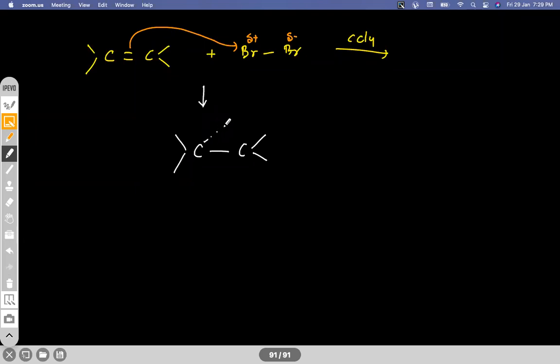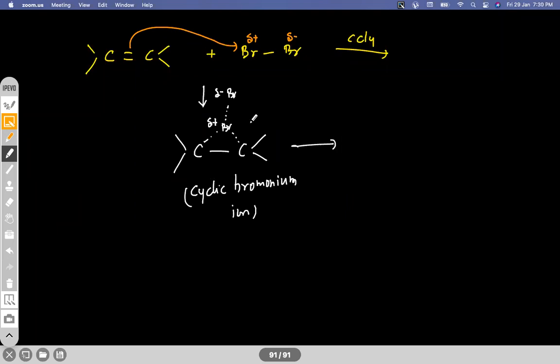Like this, Br, Br. We have delta positive here, and then this attached with this bromine, we have delta negative here. Like this it happens. This is a transition state. In between it forms what we call cyclic. Since bromine is there, it is a bromonium ion. In general, for any halogen, it is a halonium ion. So a cyclic bromonium ion forms.